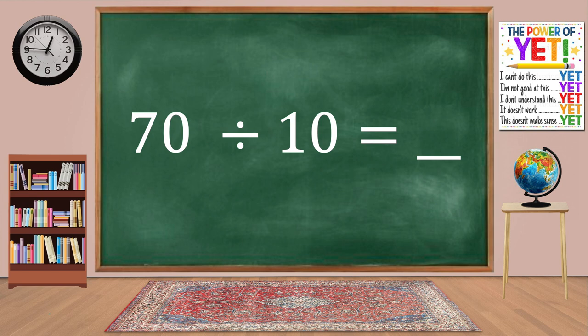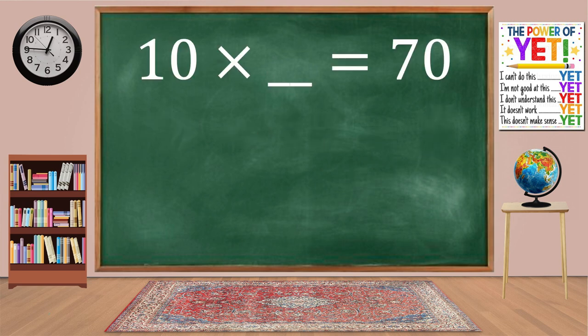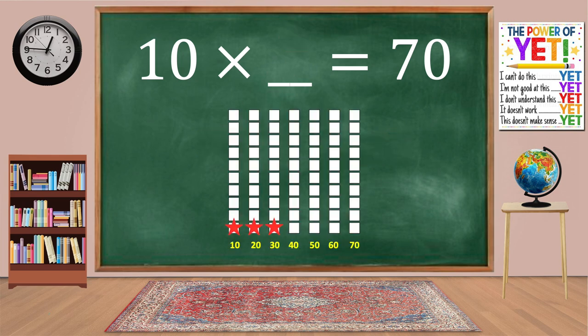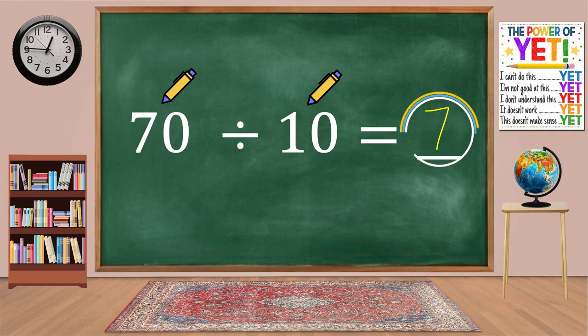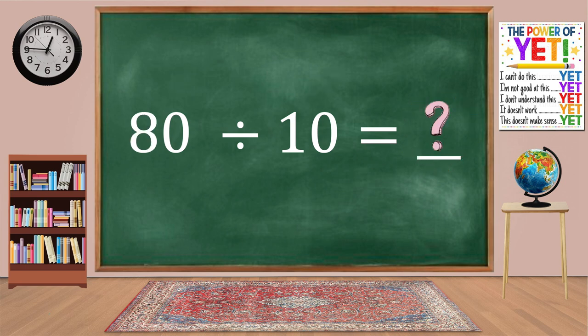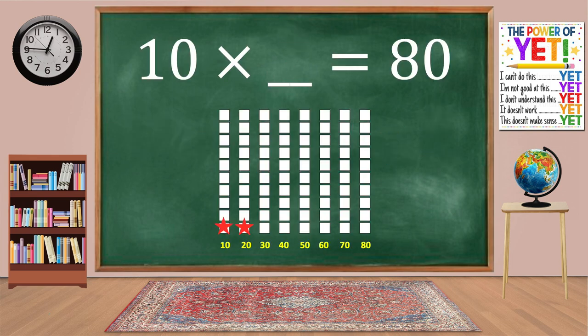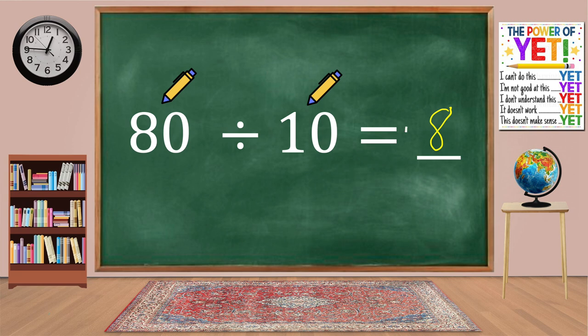70 divided by 10 equals blank. Our related fact is 10 times what equals 70? Skip count. 10, 20, 30, 40, 50, 60, 70. We have seven columns. 10 times 7 equals 70. 70 divided by 10 equals 7. 80 divided by 10 equals blank. Our related fact is 10 times what equals 80? Skip count. 10, 20, 30, 40, 50, 60, 70, 80. We have eight columns. 10 times 8 equals 80. 80 divided by 10 equals 8.